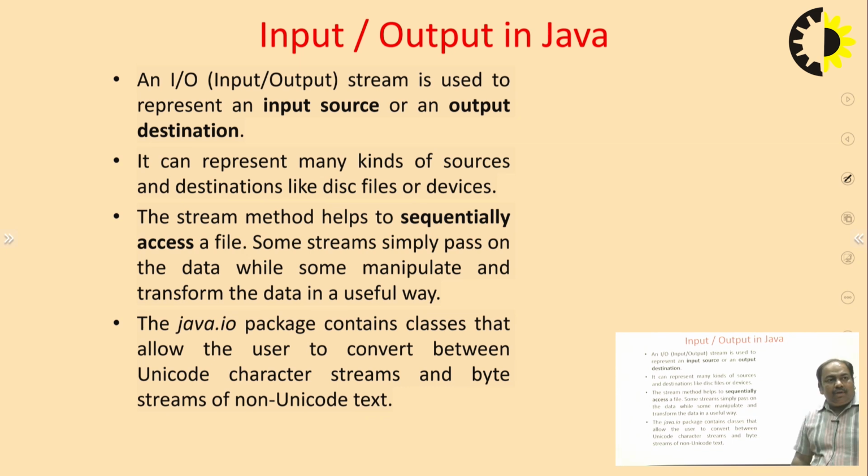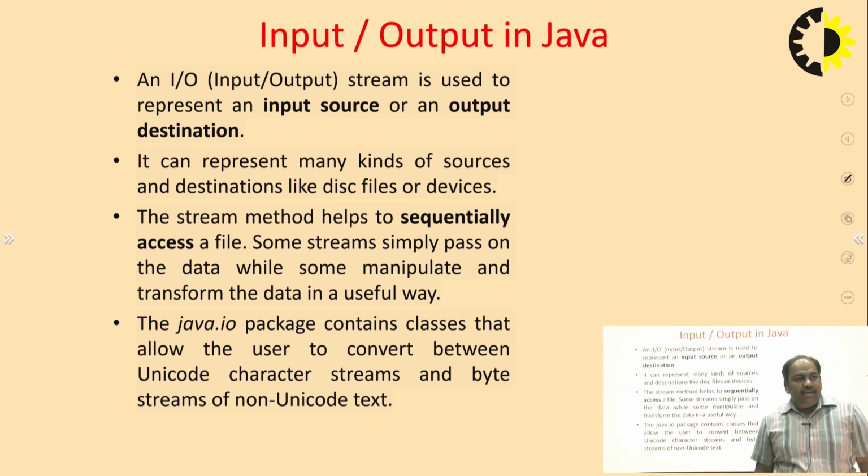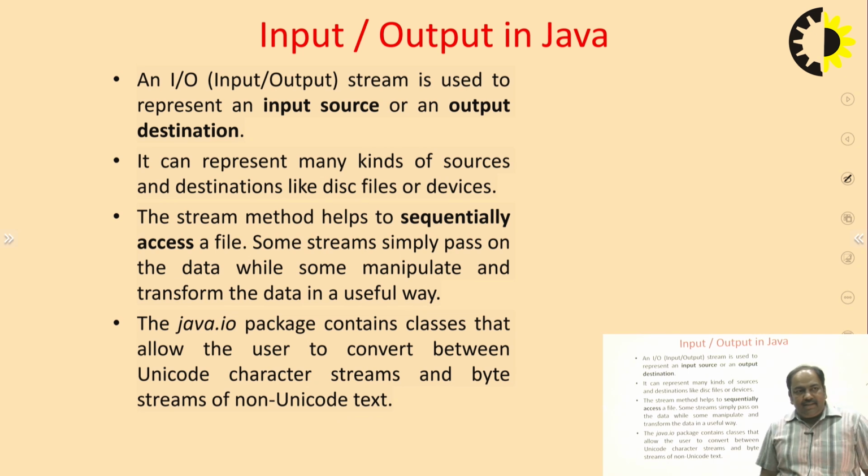The input output stream is used to represent the input source and the output destination. The stream method helps to sequentially access a file. Some streams simply pass the data, while some manipulate and transform the data in a useful way, the way they are to be used. For using input output functions in Java, we use the package known as java.io package. It contains the classes that allow users to convert their character streams into byte streams or vice versa.